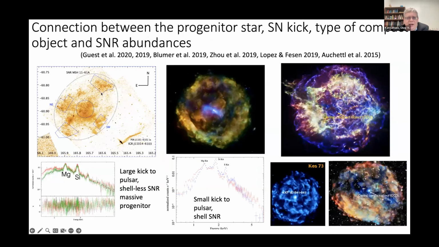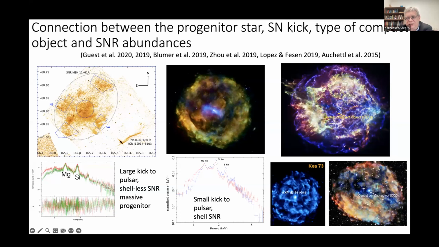And to finish up, there is an interesting connection that one can study with AXIS between the supernova explosions, the types of compact objects they produce, and the actual mechanisms of supernova explosions and progenitor stars, right? Because everything starts with a progenitor star, but we typically do not know what it is. But we can do this fossil record exploration of the supernova and the compact object to try to actually understand what was the progenitor star and how the explosion happened.